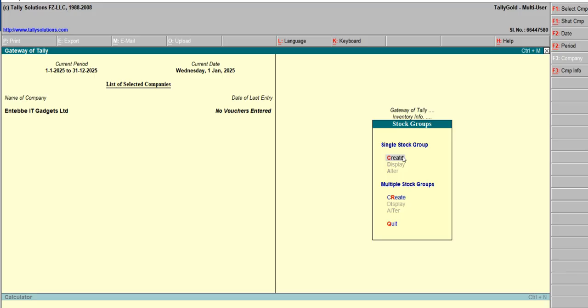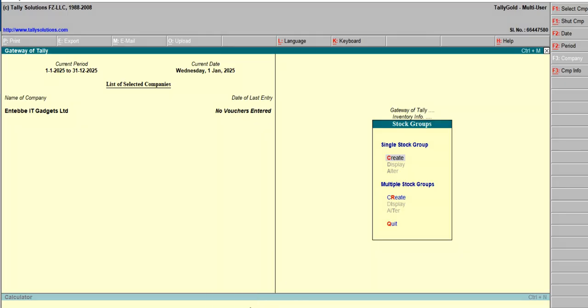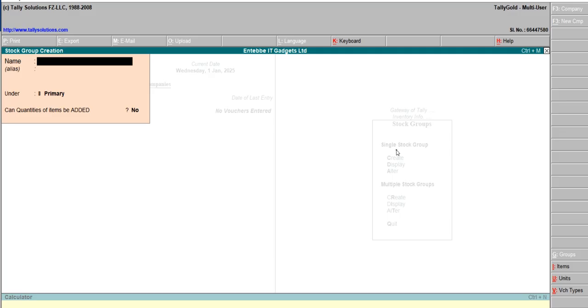So due to the fact that you have stock groups in this question, you'll see these items under group: new computer, old computer, keyboard, mouse. So these are the different stock groups which we are going to use. So single stock group. So create the name.